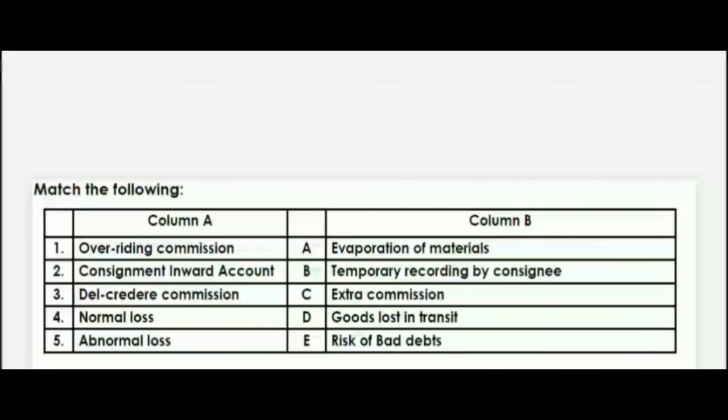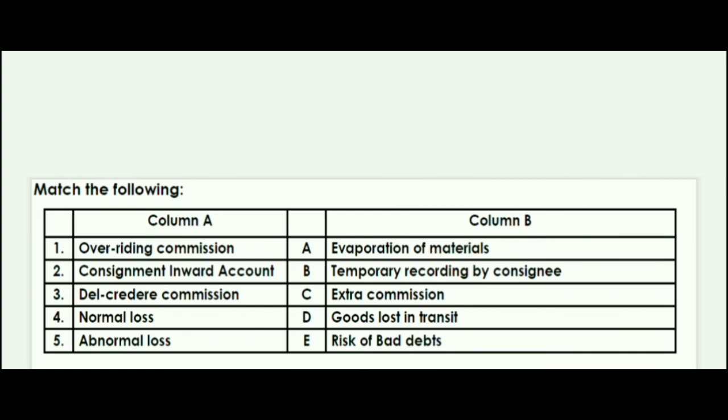Well, the next question is again the match the following type. As you can see on the screen, here is the match the following. So let's see the match. The first question is overriding of commission. So what will be the answer? Overriding of commission, the option will be C here, extra commission. Overriding, as the name says, override, so it's extra commission. Okay, so let's see the second question.